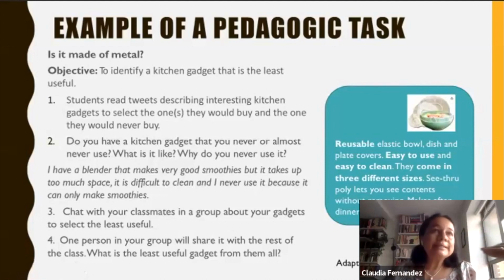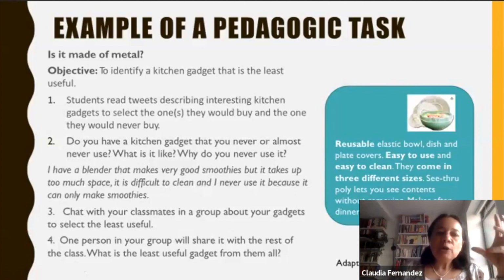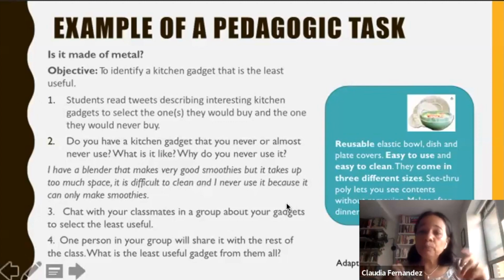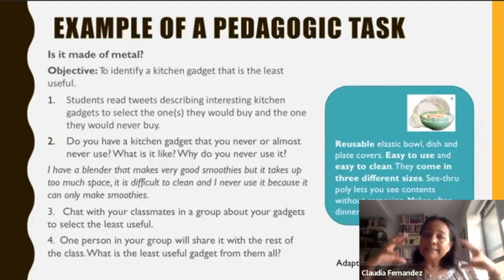I guess it was the least useful because usually gadgets, we buy them because we fall in love with them, like impulse buying. And then we find out that it was just worthless and useless, right? So anyway, this is the objective, to identify a kitchen gadget that is the least useful. As you can see, my objective is not to practice the subjunctive or to learn vocabulary. It is a really communicative objective.